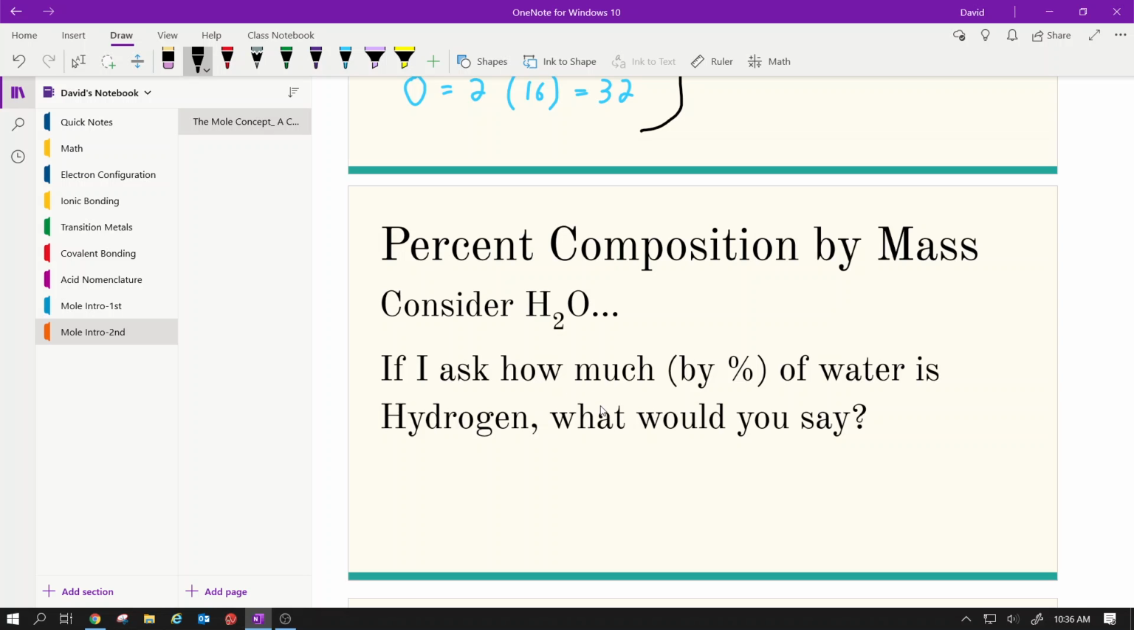If I asked you how much by percent, how much of water is hydrogen, what would you say? Would you say, well, there's 2 atoms of hydrogen and 1 atom of oxygen, so that's like 2/3 hydrogen? But we know that hydrogen is a lot less massive than oxygen. Oxygen has a lot more mass. All right? And so we need to think about this in terms of mass. So when we say what is the percent mass of hydrogen in water, we need to consider it this way.